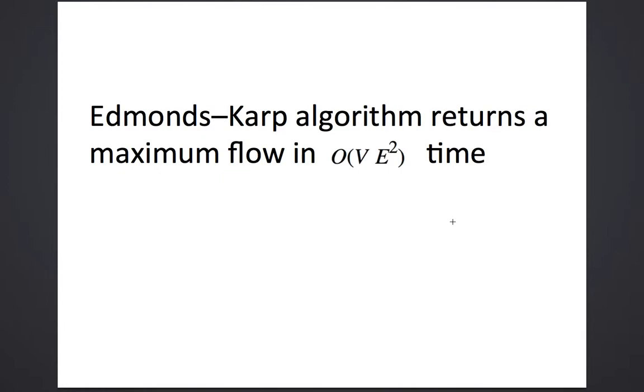The running time of order V E squared is found by showing that each augmenting path can be found in time order E. Every time at least one of the E edges becomes saturated, and the distance from the saturated edge to the source along the augmenting path must be longer than last time it was saturated, and the length is at most V.